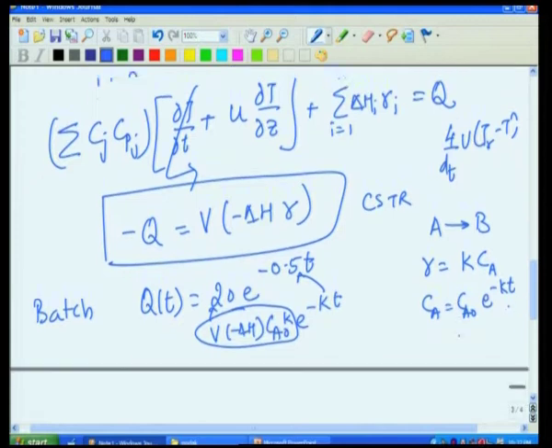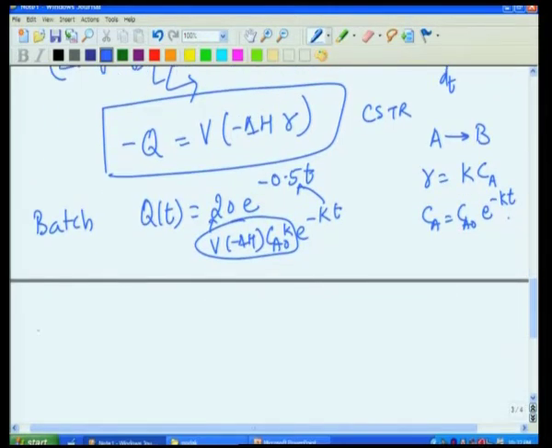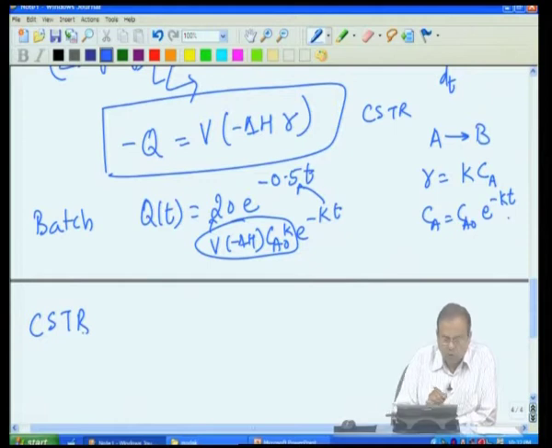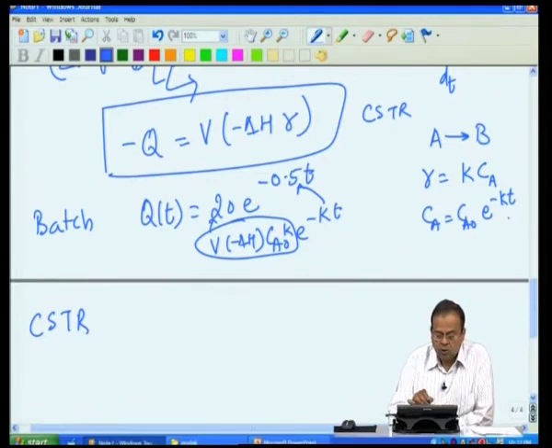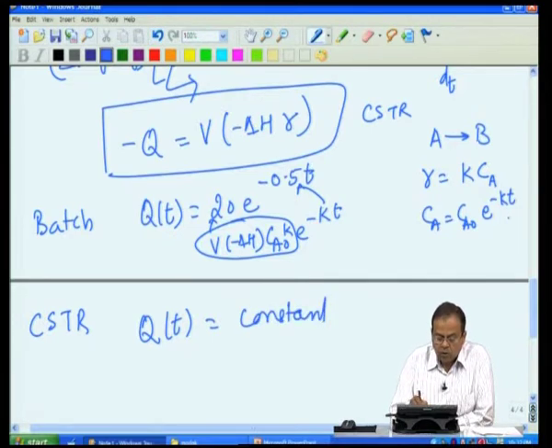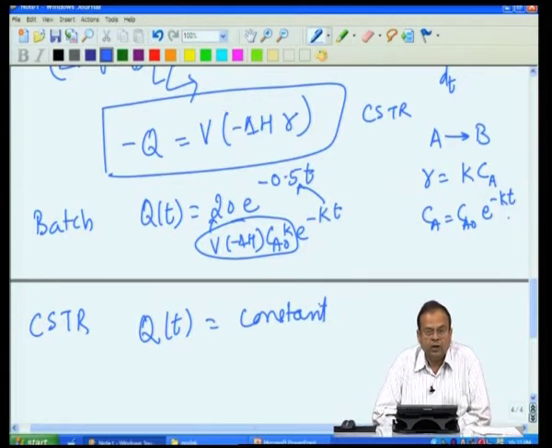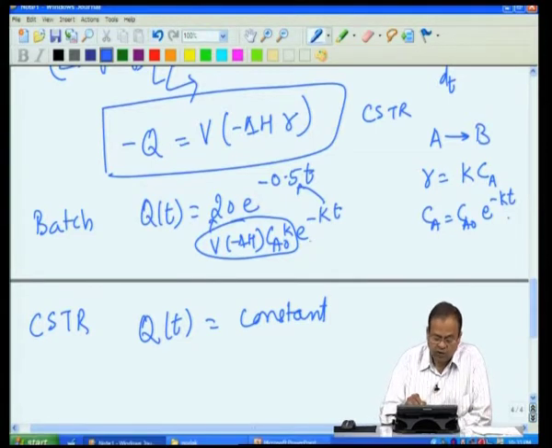All right. What if we are operating this reactor as a stirred tank reactor, continuous process? In a continuous process, V is constant, delta H is constant, rate is constant. So, it would mean that Q of T is a constant. That means, for a stirred tank reactor, I have to keep on removing the energy or supplying the energy, depending on whether it is an endothermic or exothermic reaction, at a constant rate. For a batch process, it has to change exponentially with time.